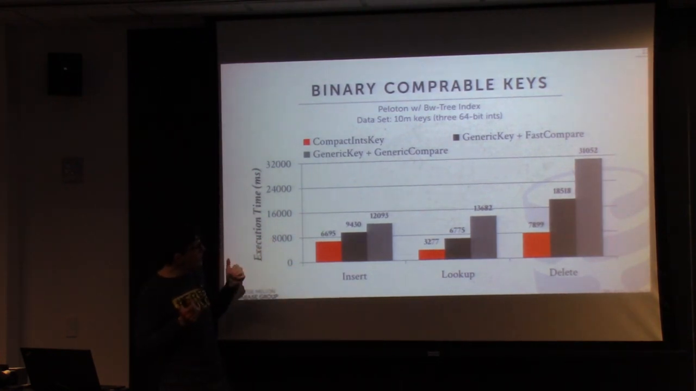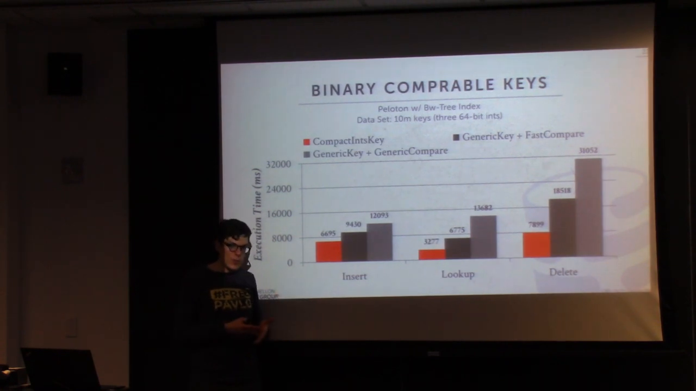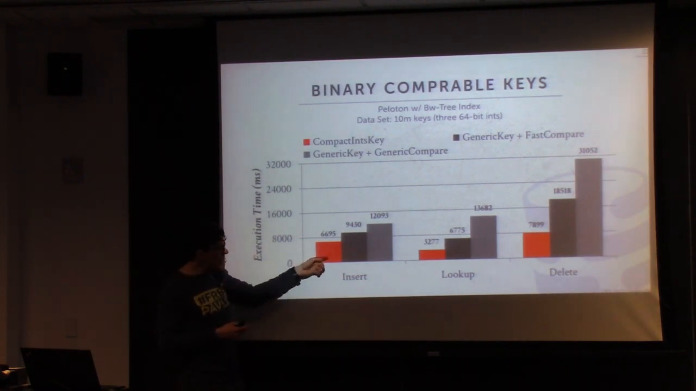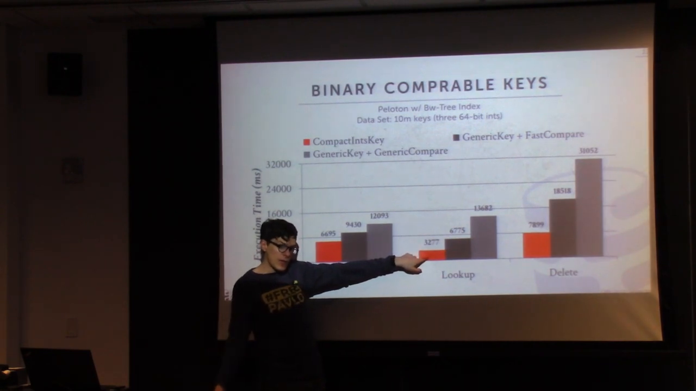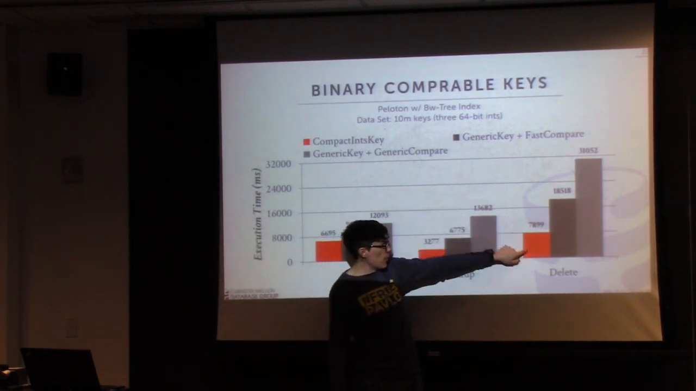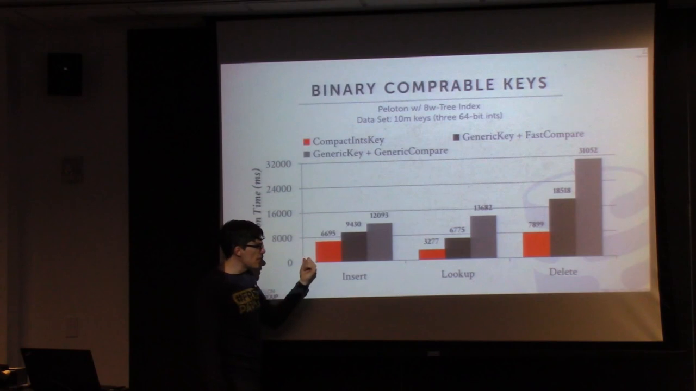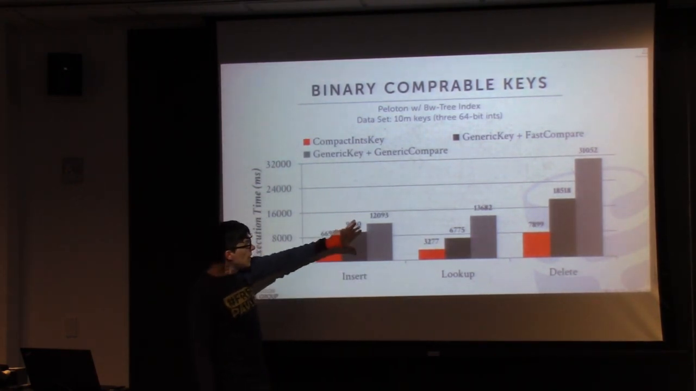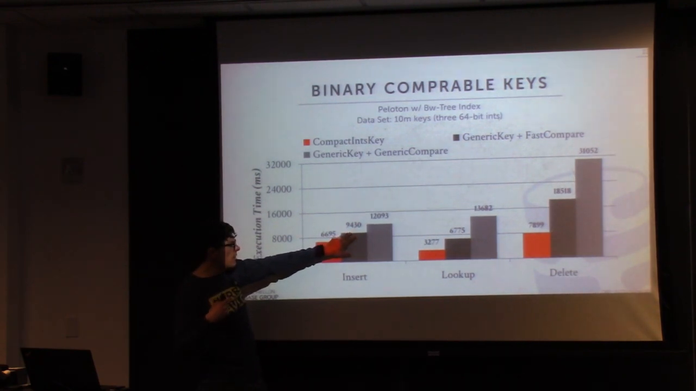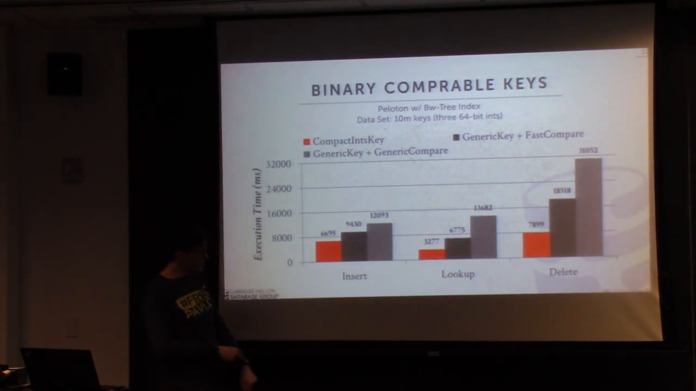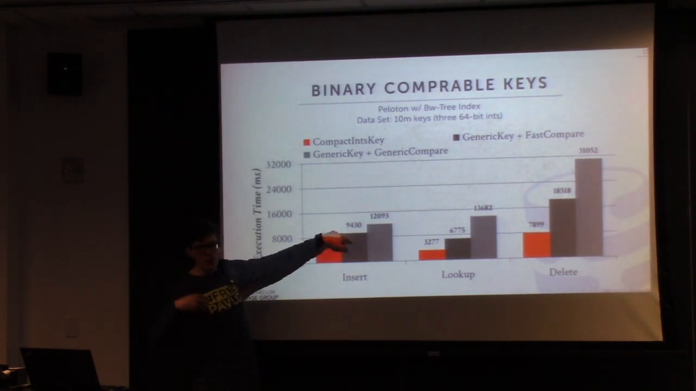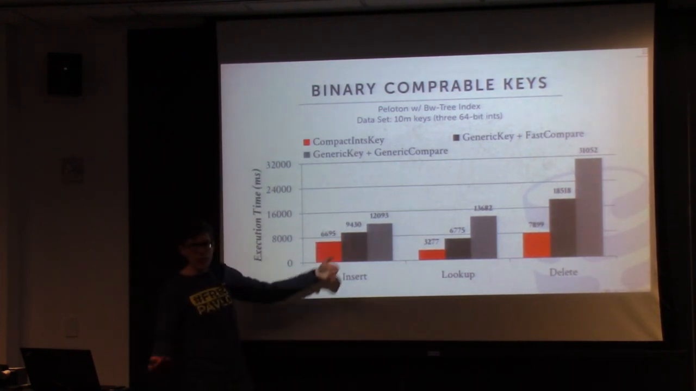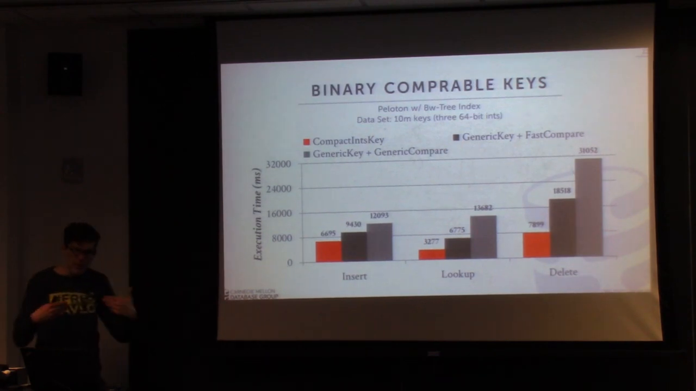For this workload, it's basically taking 10 million keys in a single thread, inserting them into the BW tree, seeing how fast that goes. Then we do a lookup on every single key and see how fast that goes. Then we go ahead and delete every key. Again, what you see is that the compact integer representation is much faster than everything else, and my fast comparator is faster than the old default slower one. The big reason is that you're instantiating fewer objects and allocating less memory to do a comparison. You try to do everything directly by comparing two registers.